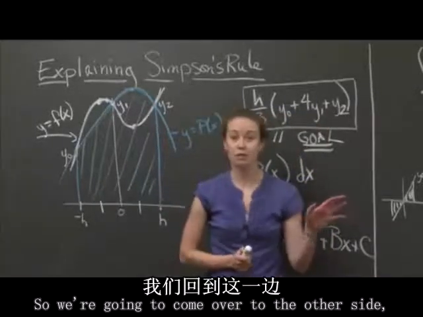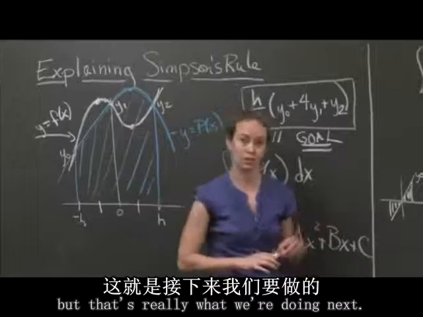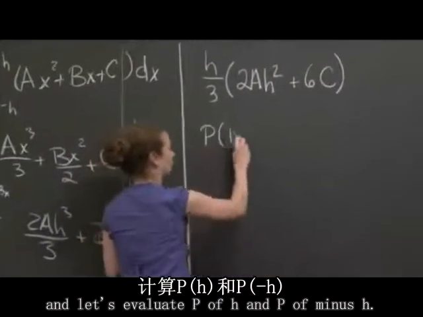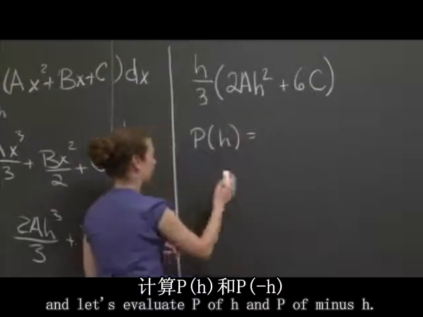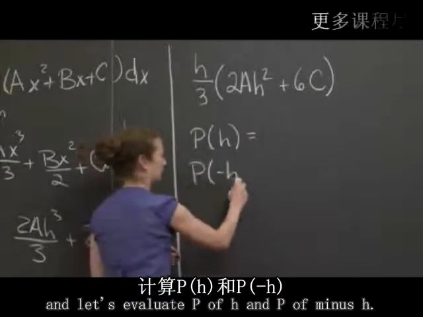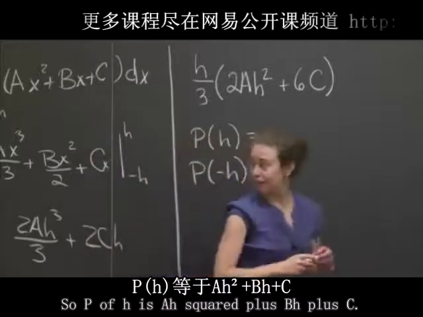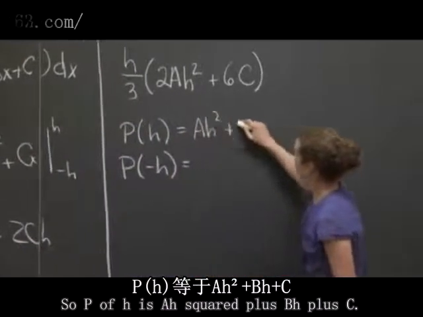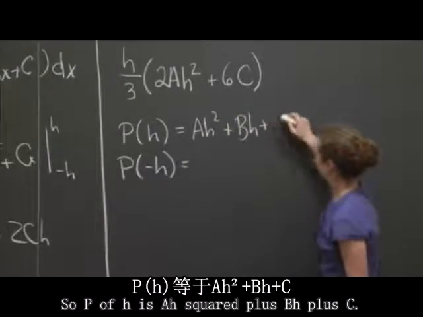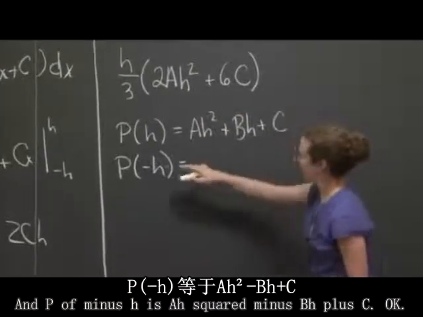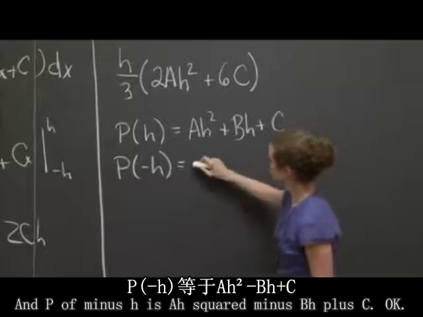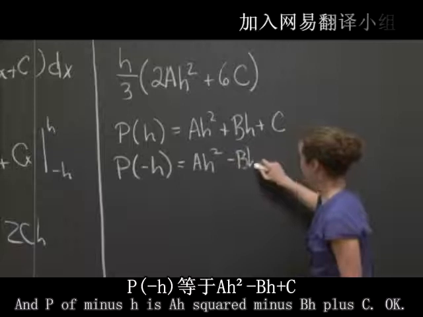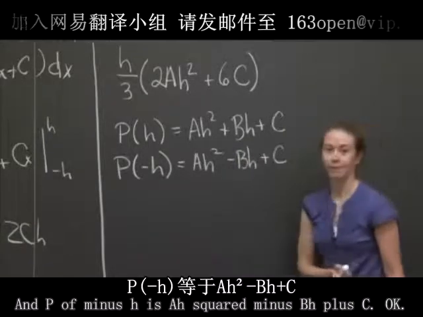So we're going to come over to the other side, but that's really what we're doing next. So let's come over here, and let's evaluate p of h and p of minus h. So p of h is ah squared plus bh plus c. And p of minus h is ah squared minus bh plus c.